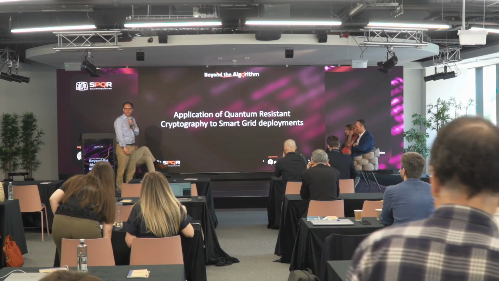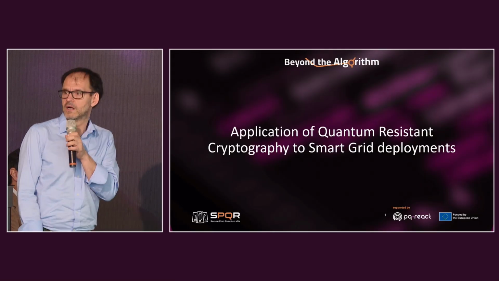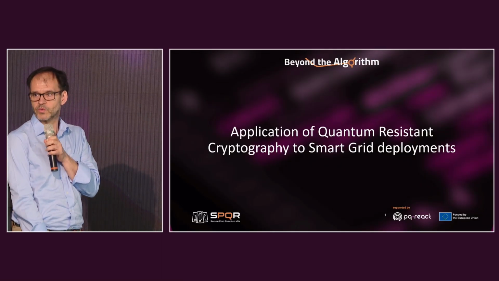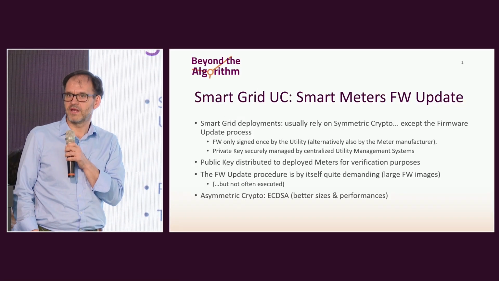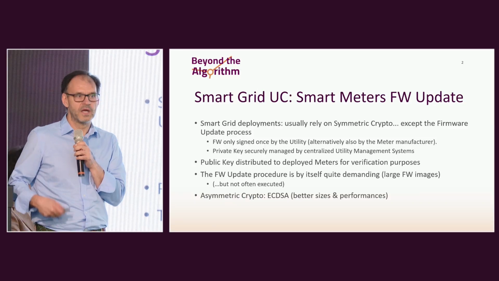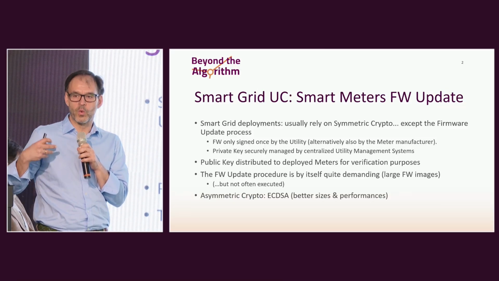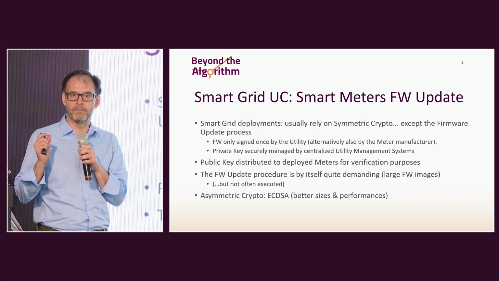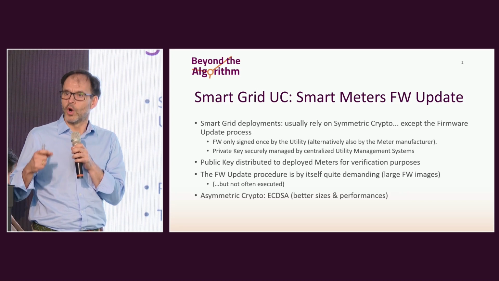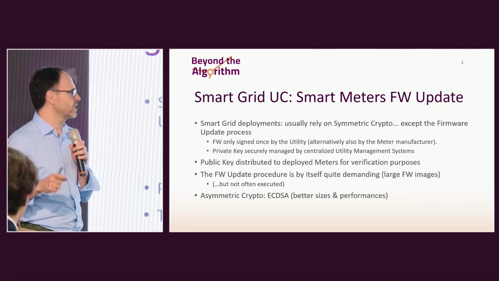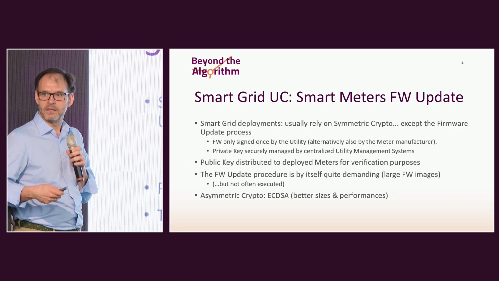One of the use cases that we have been dealing with in PQ React is mainly focused on the application of post-quantum crypto on smart grid deployments. First, we think that this is a very relevant use case in the sense that we are dealing with an environment which is usually provided with networks with very low capacity, and processors in the smart meters also provided with very low processing capacity. So going to post-quantum crypto tends to be a demanding process.